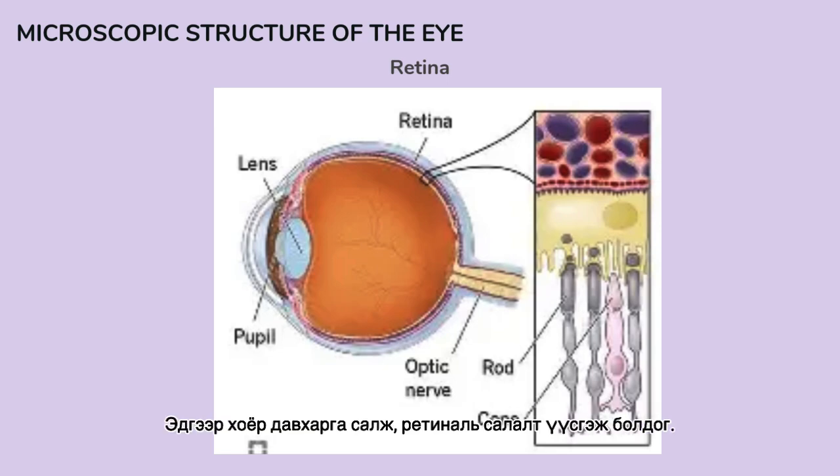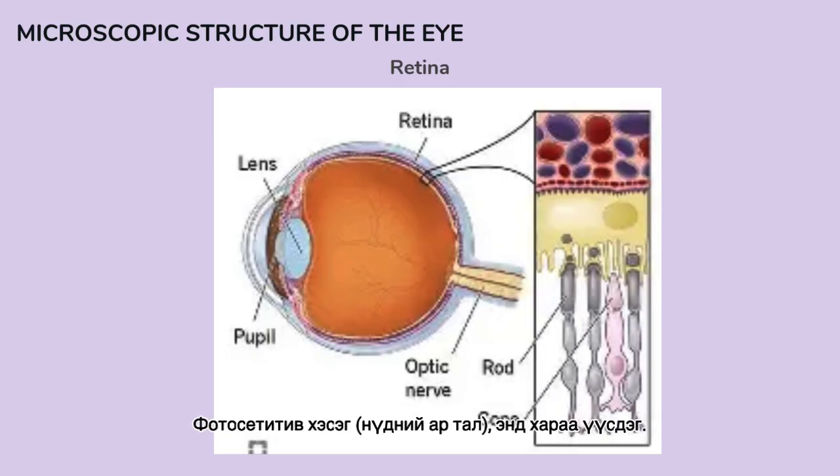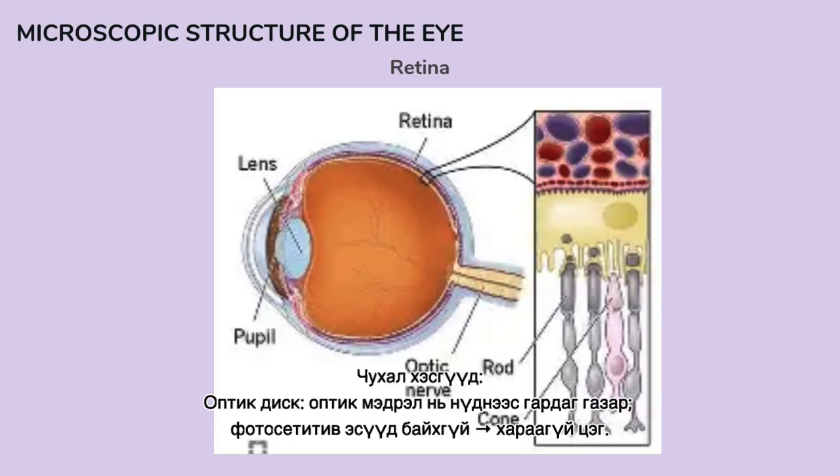These two layers can separate, causing retinal detachment. The retina has a non-photosensitive part, which is in the front of the eye, over the iris and ciliary body, and the photosensitive part is in the back of the eye, and this is where vision occurs. There are a few important regions, which are the optic disc, where the optic nerve exits the eye.